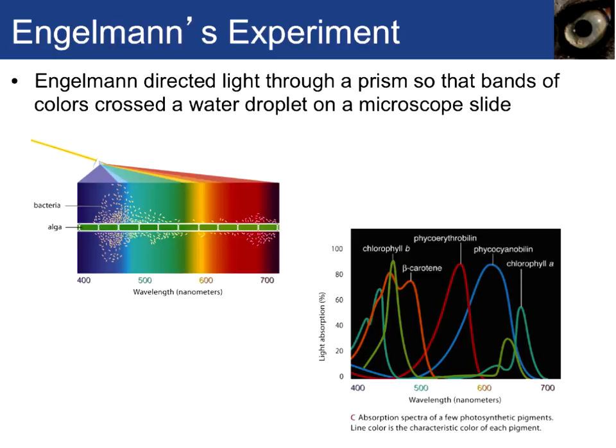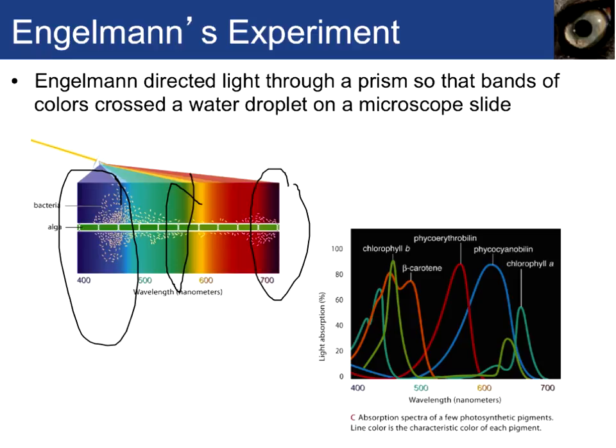And you can see that here. You can see that violet is on one side, red is on the other side, and green is in the middle. So if you're reflecting green, the other two ends of the spectrum is what you're absorbing.